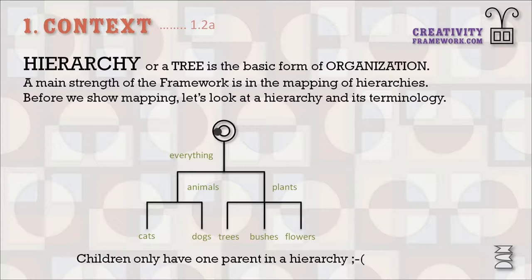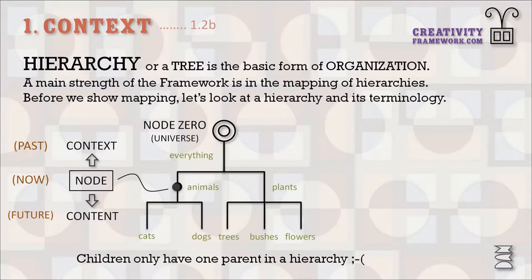So imagine we've got everything that can be broken down into animals and plants. Animals have cats and dogs. Plants have trees and bushes. I think we can all imagine doing something like this, categorizing, etc. We've done it before. Obviously, we haven't included everything here, but this is an example.